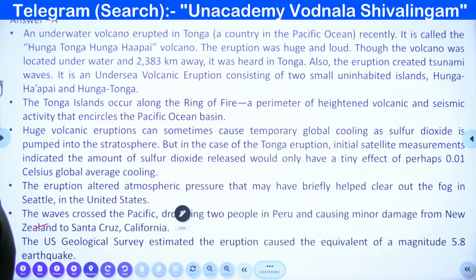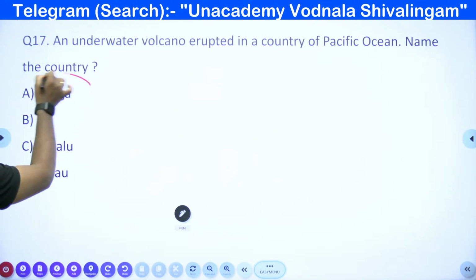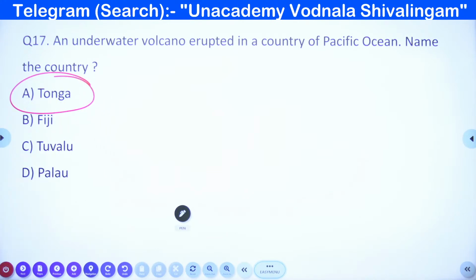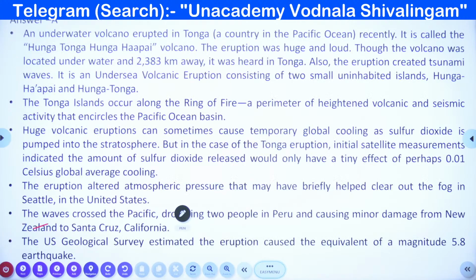The answer for this is option A, which is Tonga. An underwater volcano erupted in the Pacific Ocean. Name the country. Tonga is a country in the Pacific Ocean. Recently the volcano is called Hunga Tonga-Hunga Ha'apai. The eruption was huge and loud.